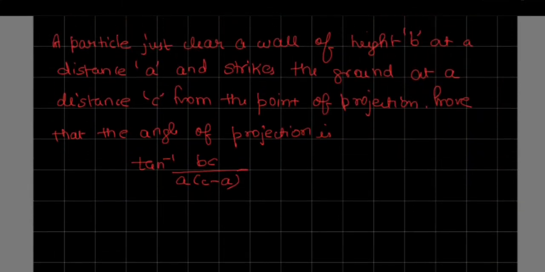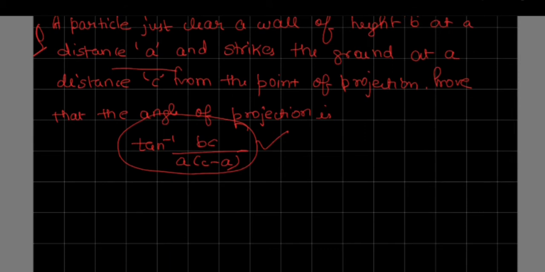So today we are going to discuss mathematical modeling, and in that too how we can focus on the angle of projection. So let's have an explanation with the help of an example. If you see here, this is your question, which is stating a particle just clears a wall of height b at a distance a and strikes the ground at a distance c from the point of projection. So you need to find out the angle of projection. It may be given, it may not be, then you just need to know about the method.